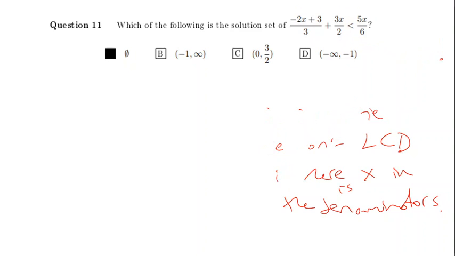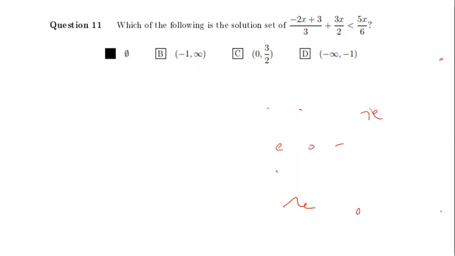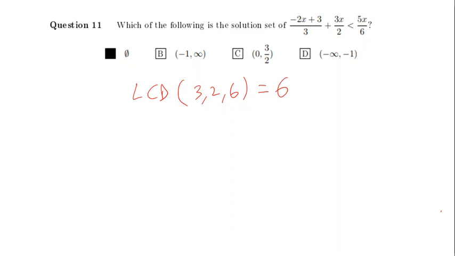So in this case, we can use LCD because there's no x in the denominators. So what is the LCD of? The LCD means the least common denominator. So 3, 2, 6, we find their least common multiple. So it's 6. So then we multiply both sides of the inequality with 6.